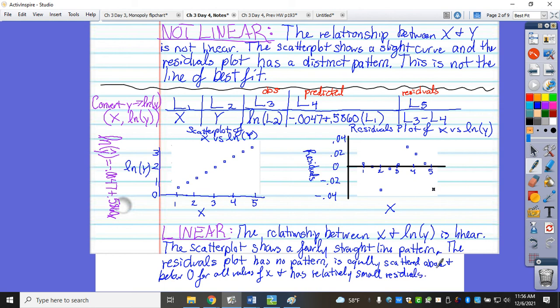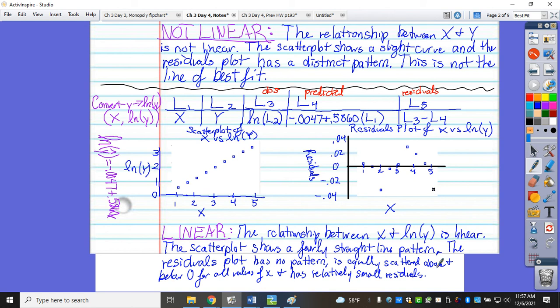So for equally scattered, I'm looking all the way to the right. I'm scattered about this much. There aren't that many points, and it doesn't have that cone shape. Now, when I'm talking about relatively small, my initial natural log of y values were between 0 and 3. Are numbers up to even less than 0.04 relatively small with those numbers? Yeah.